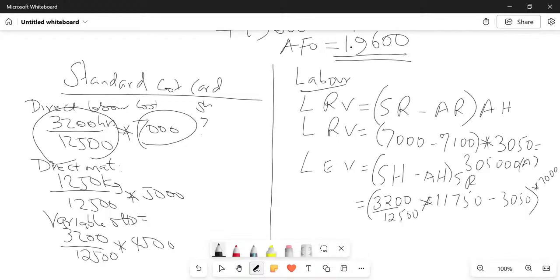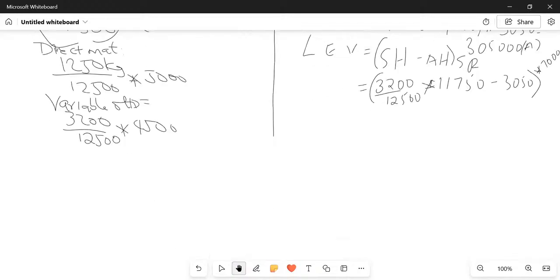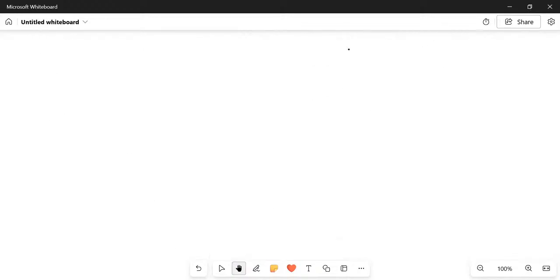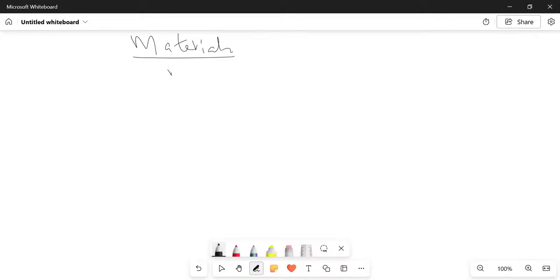So then we go to the materials. The first one will be fairly easy to get. So for materials, what do we have? We have the material price variance, between two prices. Standard price minus actual price, multiplied by the actual quantity of materials.